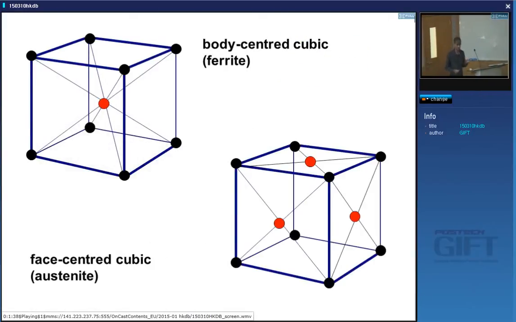Now, these are the two crystal structures of iron. We have the body-centered cubic form here, and we have the face-centered cubic. I haven't drawn the face-centering atoms there and there, just to avoid confusion. This is ferrite and this is austenite. Is there any other crystalline form of iron? Sorry? Hexagonal close packed, right?